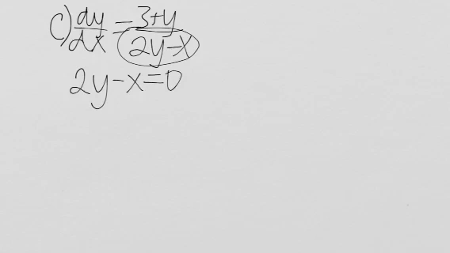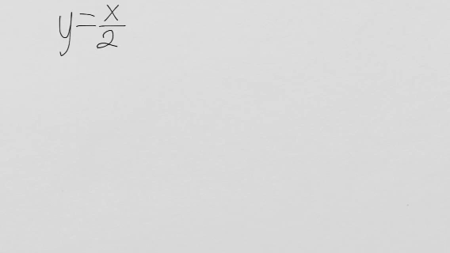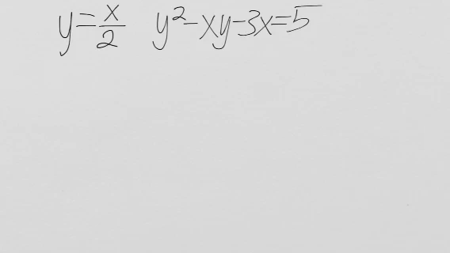Now, you can solve it either for y or x, but I'm just going to add the x on both sides, so it's 2y equals x, and then divide this 2 over, so y is equal to x over 2. Now, with that y equals x over 2, we are just going to plug that back into the original equation to figure out some possible x values. So the original equation is y squared minus xy minus 3x is equal to 5. So we can just plug in y wherever there's a y here.